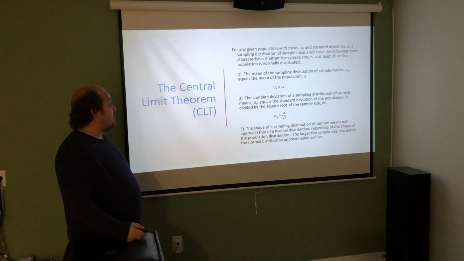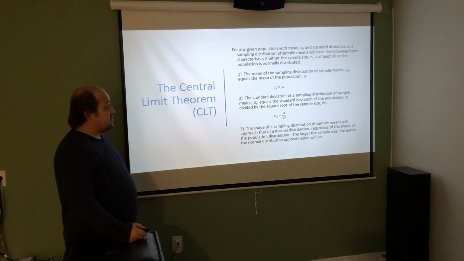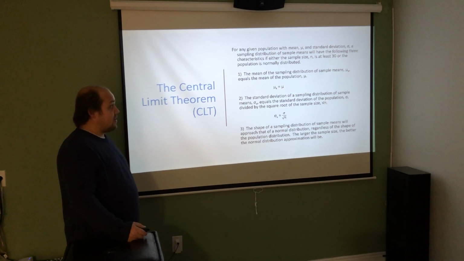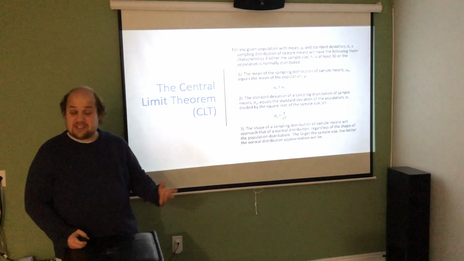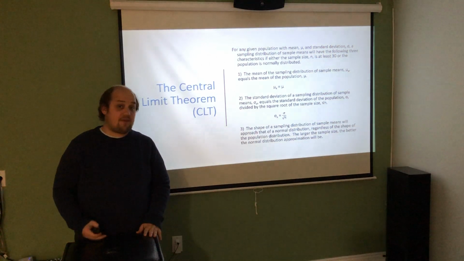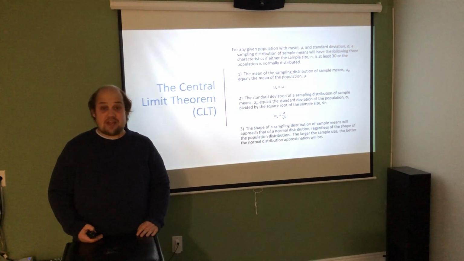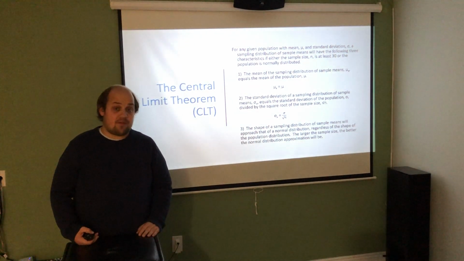What the central limit theorem tells us is for any given population with mean, mu, and standard deviation sigma, the sampling distribution of sample means will have the following 3 characteristics, if either the sample size n is at least 30 or the population is normally distributed. So these words here, at least 30, I'll warn you, some books have different numbers there. I've seen it as 25, I've seen it as 40, I've seen it as 50. I think 30 is a reasonable number for this.